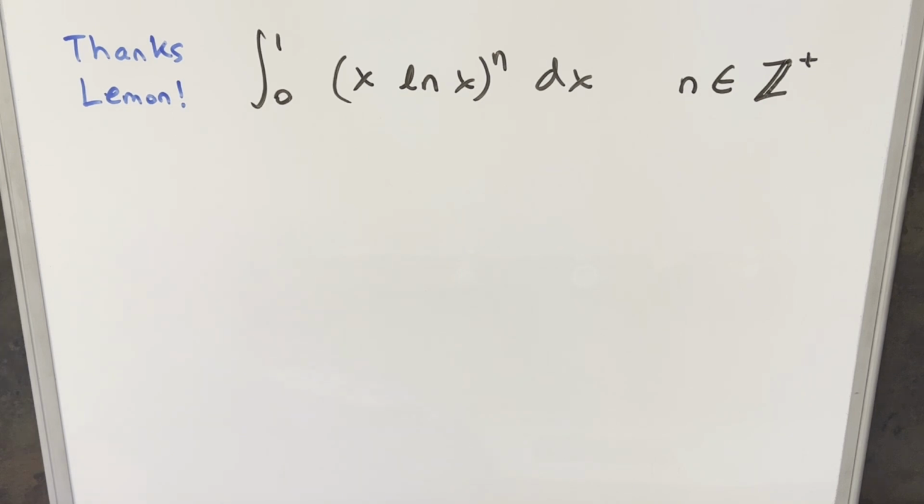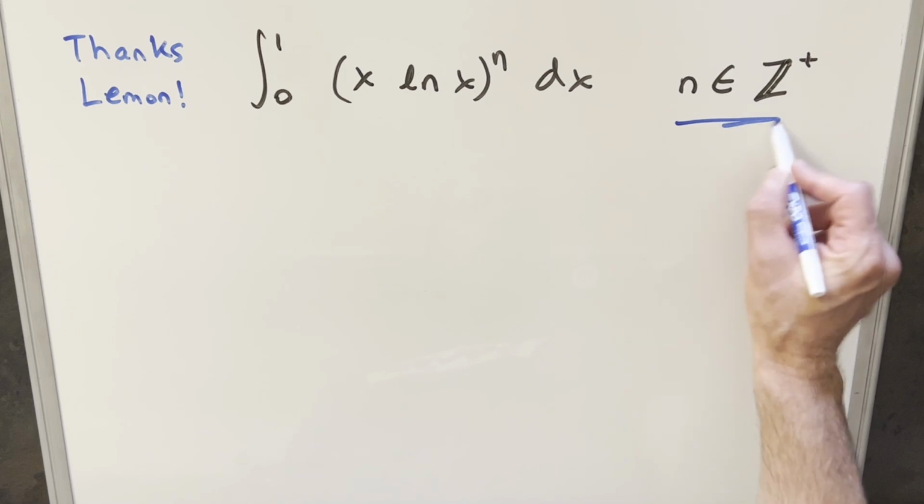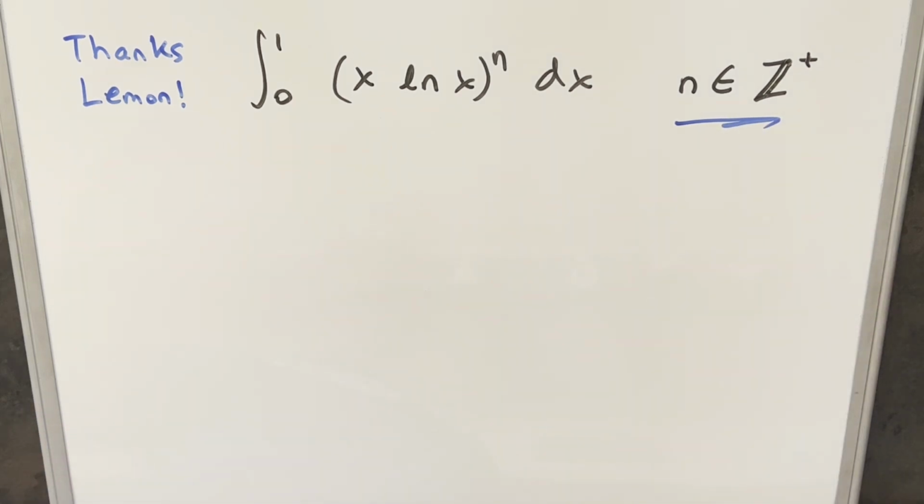Okay, we have another integral. This one was sent to me by Lemon. We have the integral from 0 to 1 of (x ln x)^n dx, and I have this condition on it that we want n to be a member of the positive integers. This is a little bit different than the problem he sent to me, but I wanted to do the definite integral just because it's going to simplify a little bit easier.